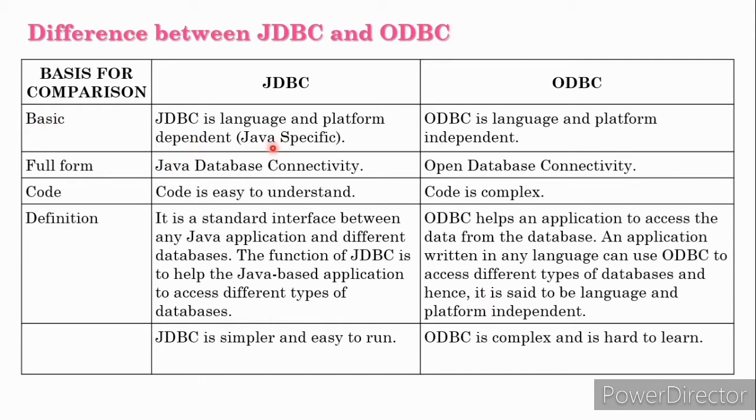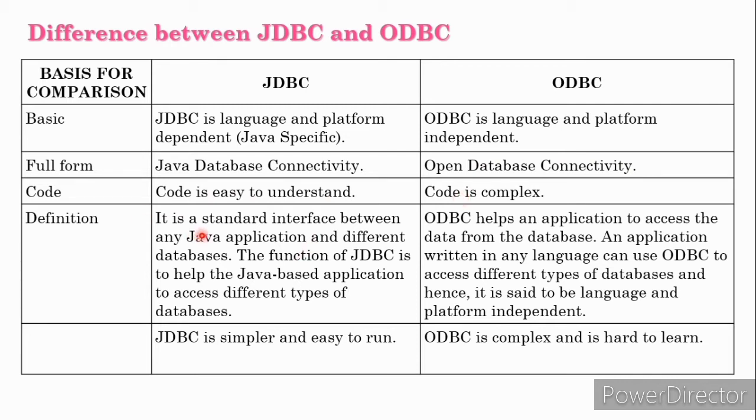JDBC is language and platform dependent. It means we only use this JDBC with Java. ODBC is language and platform independent. JDBC means Java Database Connectivity, and ODBC means Open Database Connectivity. In JDBC the code is very easy to understand, but in ODBC the code is complex.